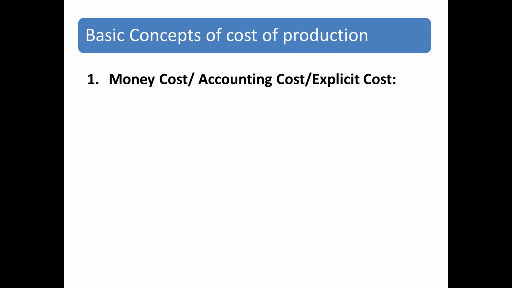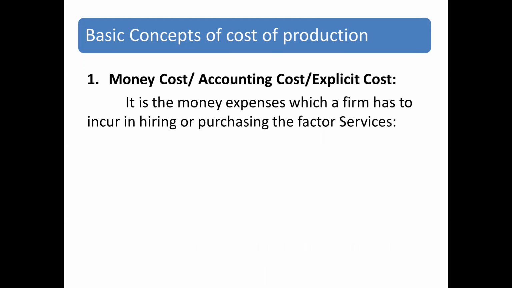One term is money cost. Money cost is accounting cost or explicit cost. The producers pay money to the factors. It is the money expense which a firm has to incur in hiring or purchasing factors. Now, what are factors of production? Land is used, labor is used, capital is used. Entrepreneur is a producer. So, from the producer point of view, he is hiring the other three factors.